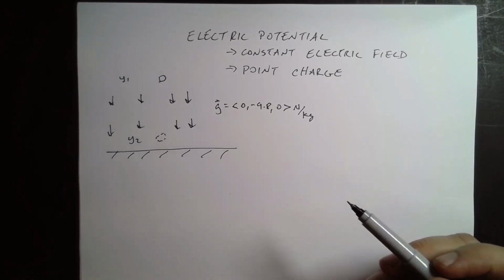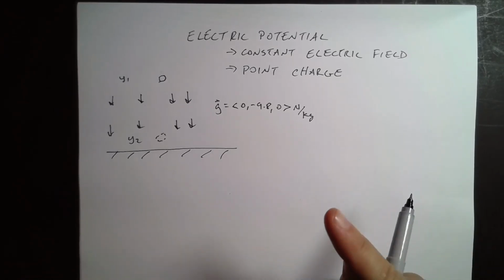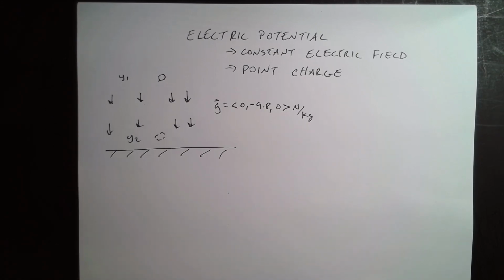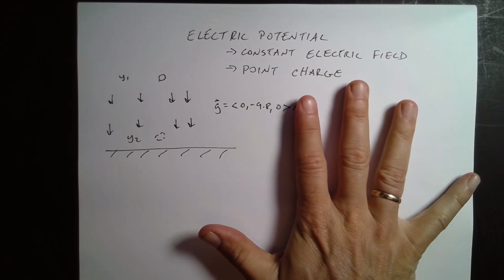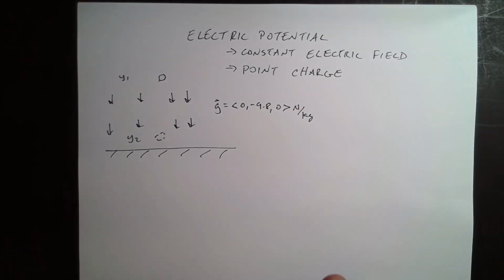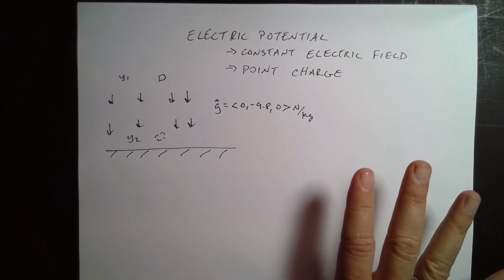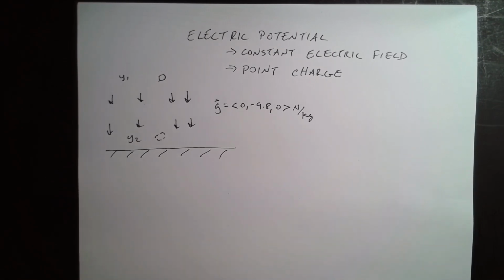We are going to talk about the electric potential. And I'm going to really do two things. I'm going to derive the change in electric potential due to a constant electric field, and then I'm going to derive the change in electric potential due to a point charge. And I'm not going to use calculus. So this is no calculus involved.